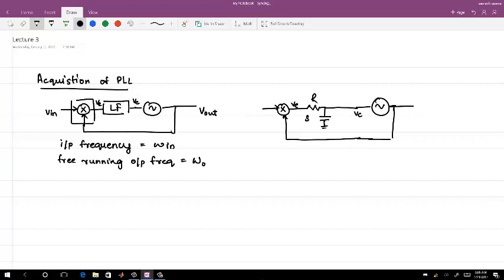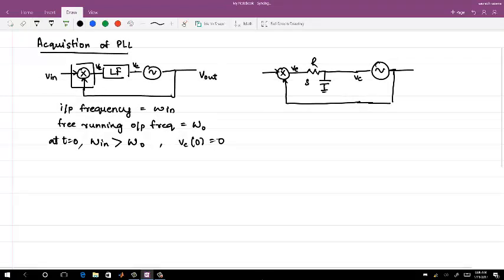So let me ask the question, if let's say omega n is greater than omega 0 at t equals 0, and your VC of 0 is equal to 0, right? So how will it start building up the voltage which it requires such that it locks to the desired frequency?